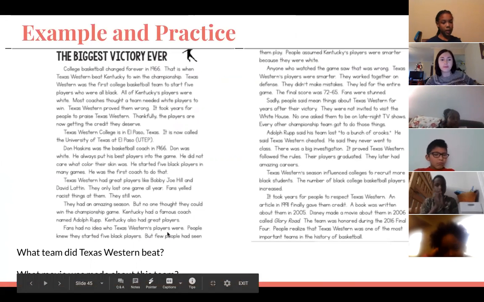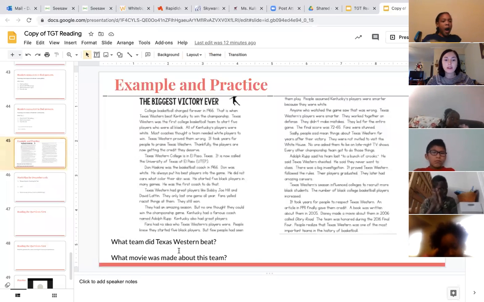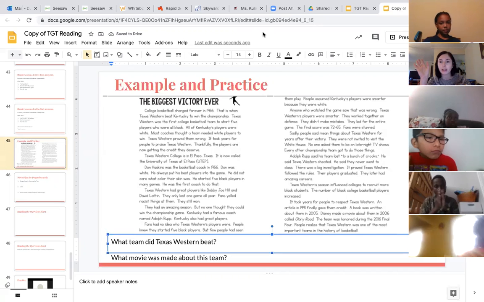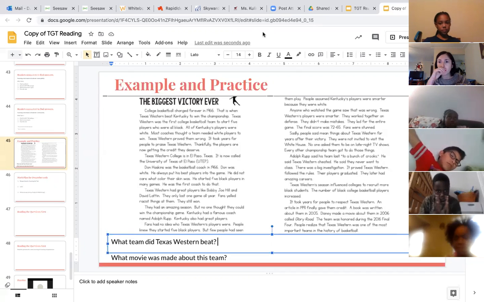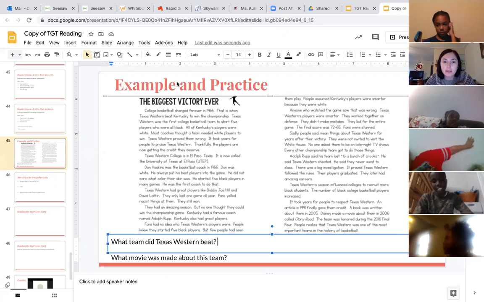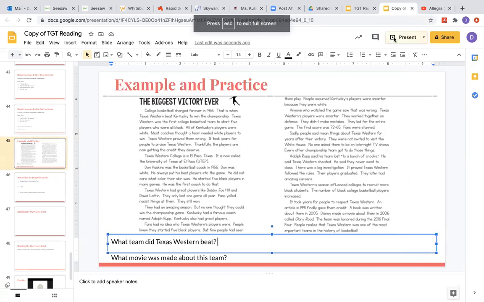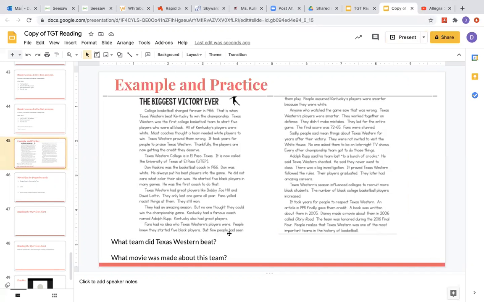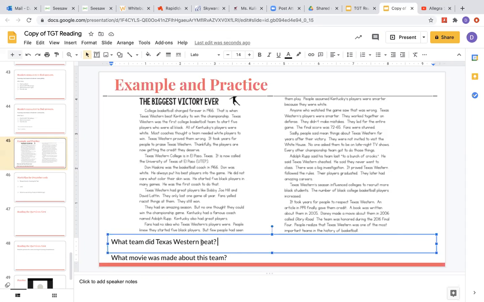So what is our answer for number 1? Who did they beat? Raise your hand if you remember. Andre, are you raising your hand? What team did they beat? Who knows? All right, let's scan the first paragraph. Kentucky. Kentucky, good. So we just scanned that. We found that there. We didn't have to read the whole thing. We found those similar words, beat and beat Kentucky. Perfect.